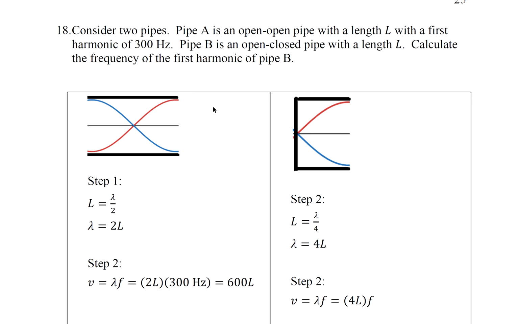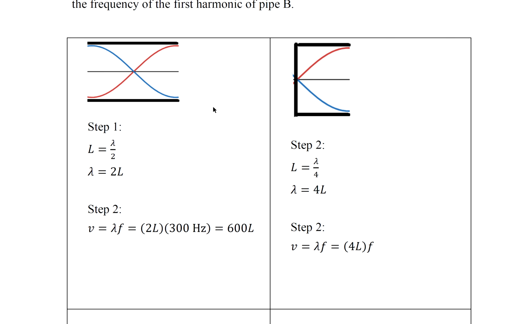Question 18, consider two pipes. Pipe A is an open open pipe with the length L with the first harmonic of 300 Hertz. Pipe B is an open closed pipe with the length L. Calculate the frequency of the first harmonic of pipe B.